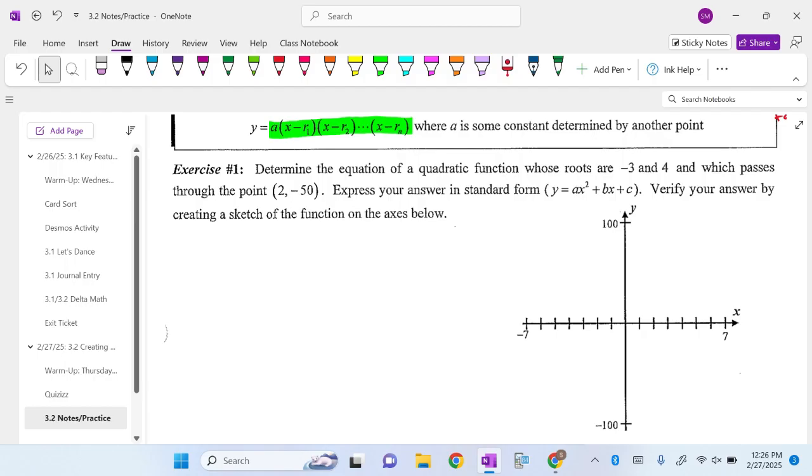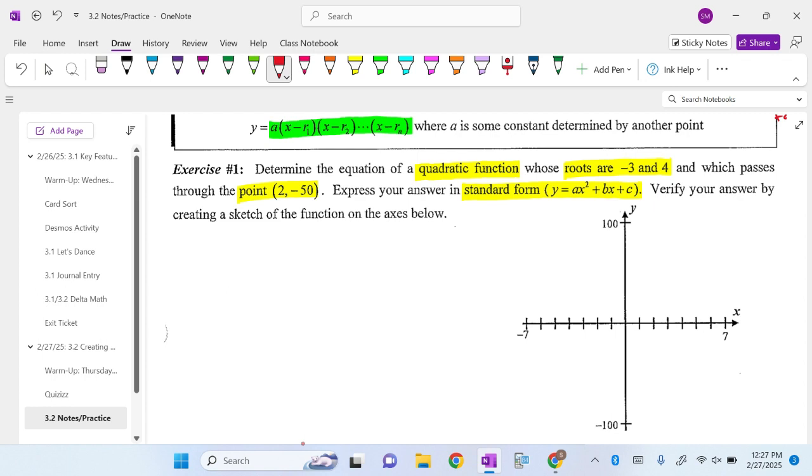So we're going to go ahead and write some functions. And they're going to tell us our roots. They're also going to tell us some other things that go on. So we're going to determine a quadratic function where the roots are negative 3 and 4, and it passes through the point (2, negative 50). And we're going to write it in standard form. Before we even write in standard form, we need to figure out what it is in factored form.